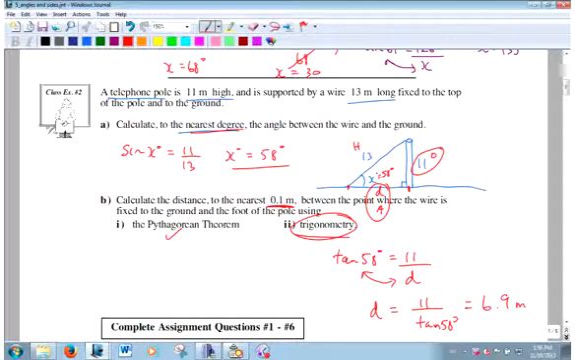Does it look reasonable? Actually, it kind of doesn't, because I didn't really draw my picture that accurate. That looks like less than 45 degrees. But if I would have drawn that with a 58 degree, sure, that looks accurate. Okay, so I'm okay with that. And we're going to check it anyway.